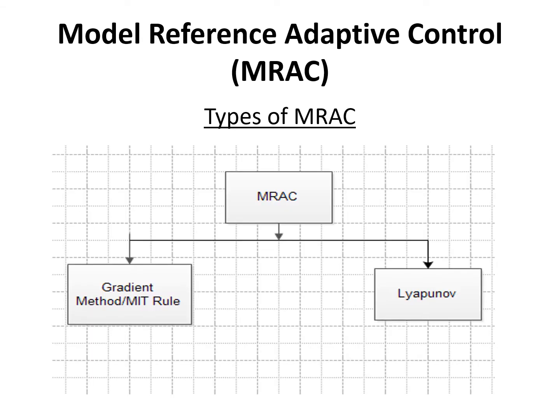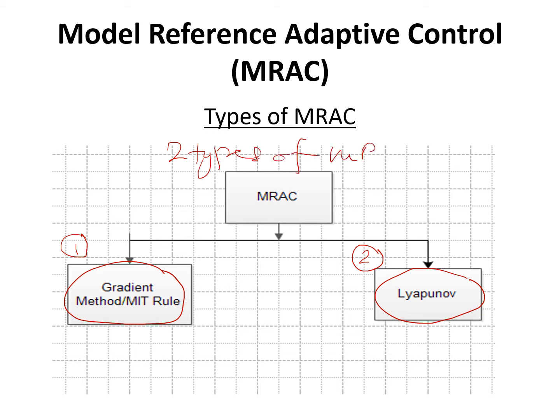There are 2 types of MRAC, which are number 1, the gradient method or MIT rules, and number 2, the Lyapunov method.